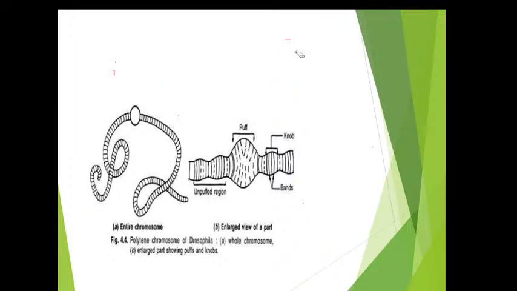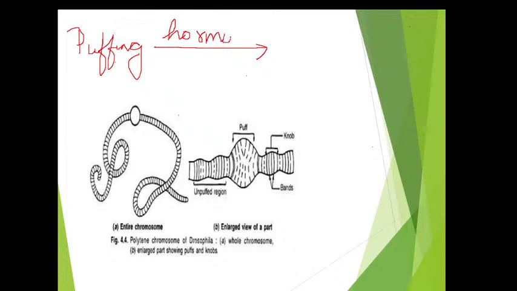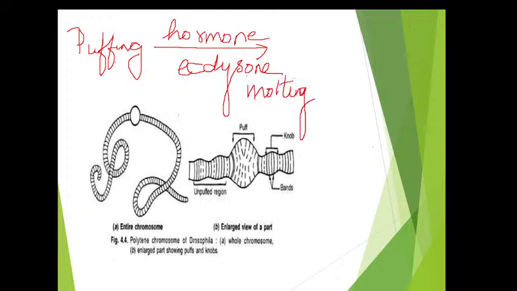So this puffing of the chromosomes happens with the help of a hormone. It happens in the presence of a hormone in insects. Which hormone is it? Ecdysone. The hormone involved is ecdysone, and ecdysone is called the molting hormone. Why molting hormone? When an insect metamorphoses from one stage to another, a hormone is produced in the body of this insect, and that is called the molting hormone.